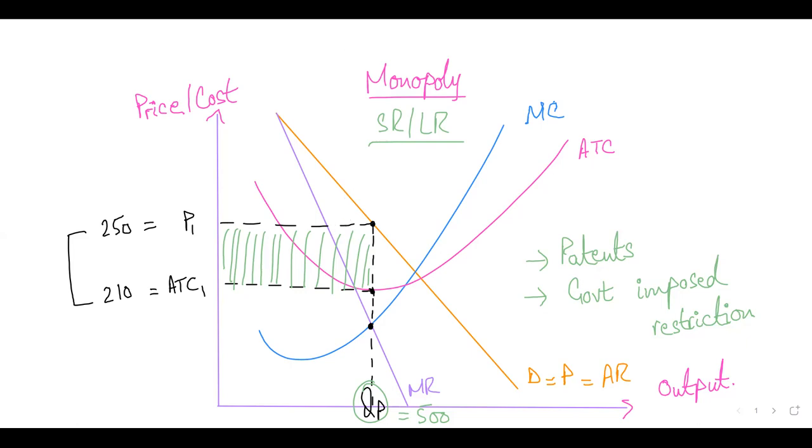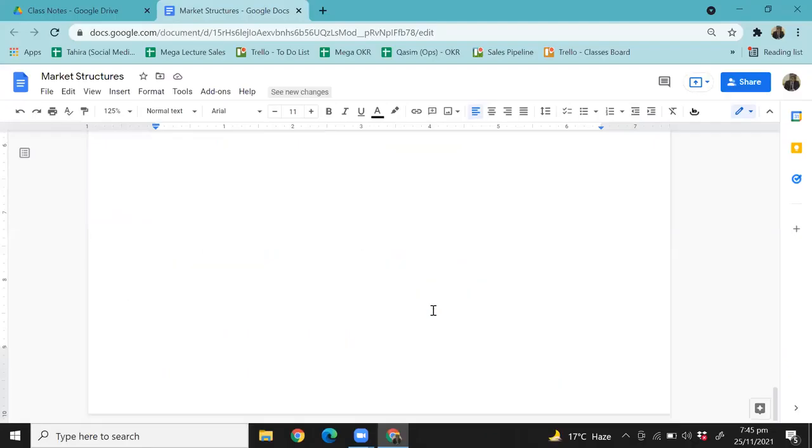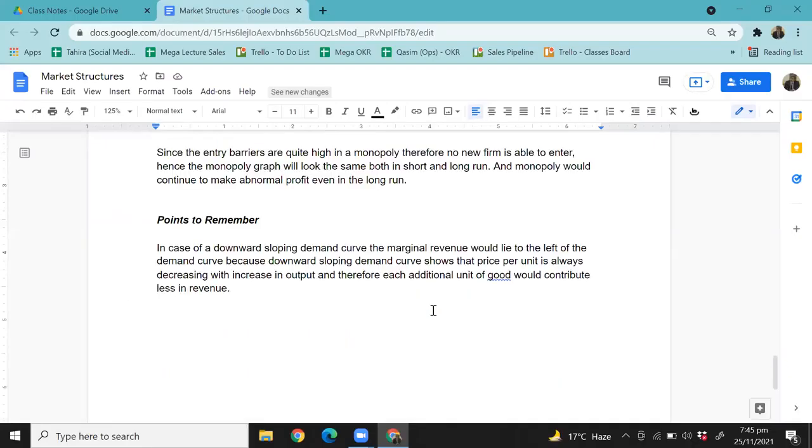Preet, any confusion so far? Anything? So this brings us towards completion of monopoly. But if there's any confusion, anything not clear, anything that requires more explanation, you may ask me. Is everything clear, Preet? Yes, I had a small doubt. Yeah, sure, go ahead.